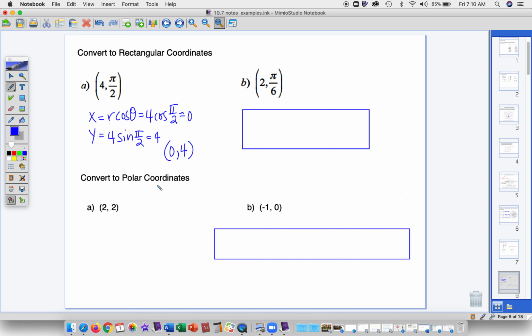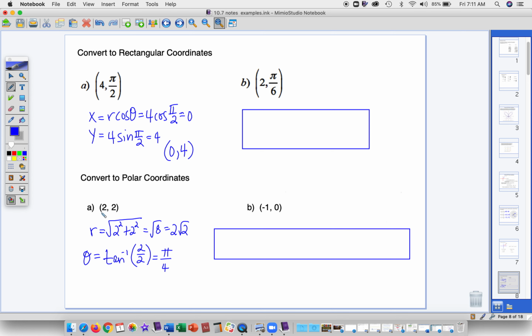Okay, so to convert to polar, so these are our xy coordinates, right? So we need r. Remember, r is the square root of x squared plus y squared. So that gives us the square root of 8, and we want to reduce that to 2 root 2. And theta is equal to the tangent inverse of 2 over 2, or the tangent inverse of 1, which we know is pi over 4.